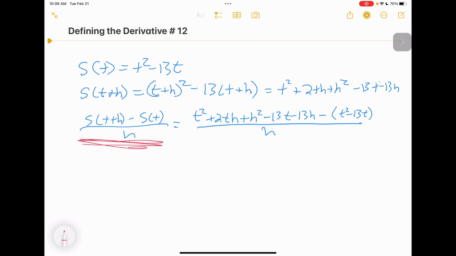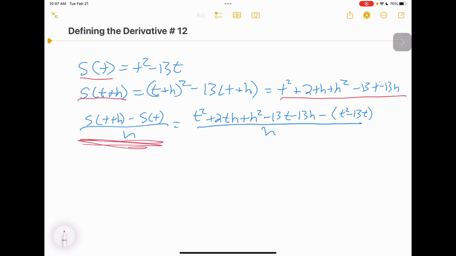And so I break it up and I look at s of t plus h and s of t. S of t plus h is t plus h squared minus 13 times t plus h. So t plus h squared is t squared plus 2th plus h squared. Then I distribute that 13, so minus 13 times t is minus 13t. Minus 13 times h is minus 13h. That's where we get this expression.